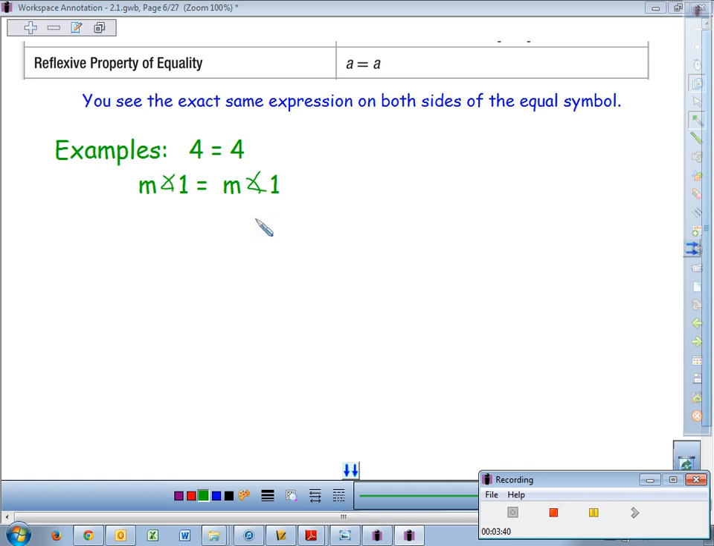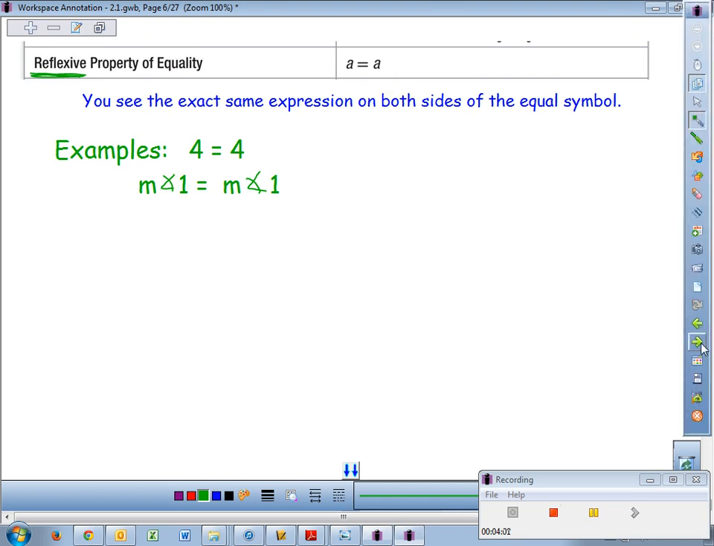I mean, duh. Well, we'll see some great geometry examples as we go along this year. But reflexive. Doesn't the word reflexive sound a lot like reflection to you? Like if you saw your reflection in the mirror, what you see is what you get, right? Reflexive property to me, I kind of think of reflection, right? And what I see on one side is the exact same thing I see on the other side. Sound okay with the reflexive property?